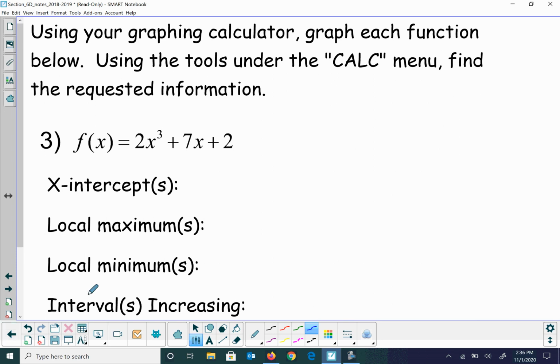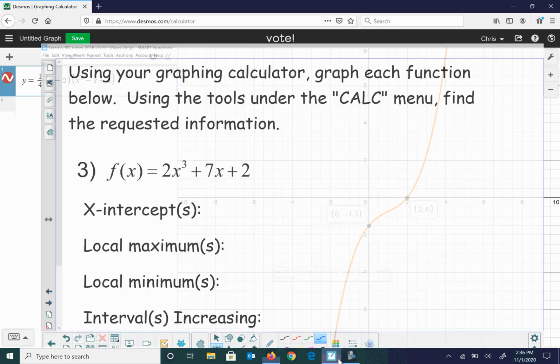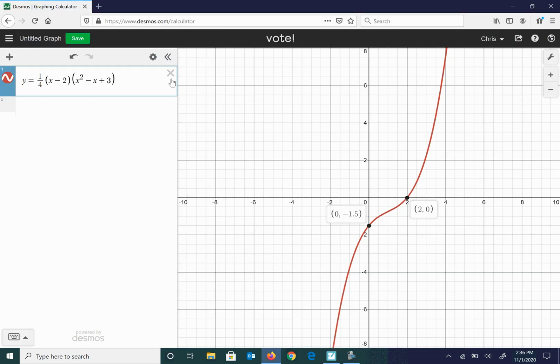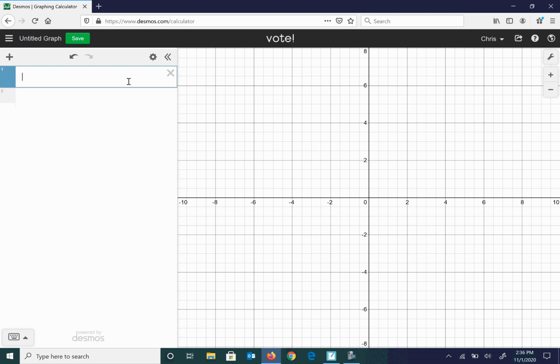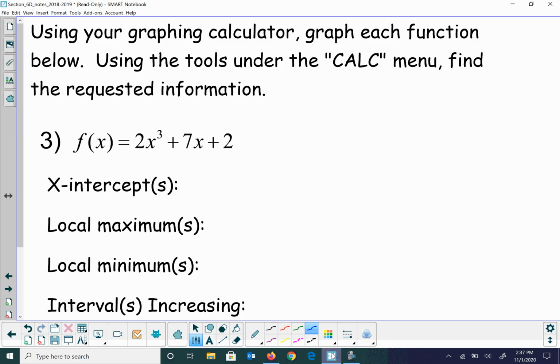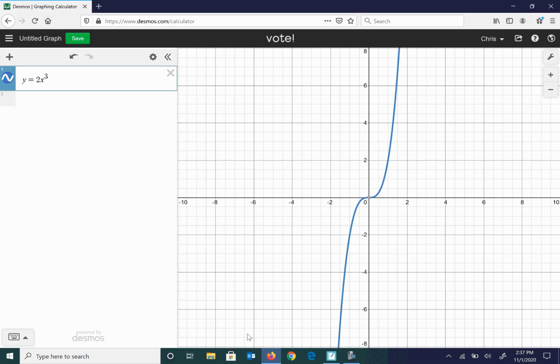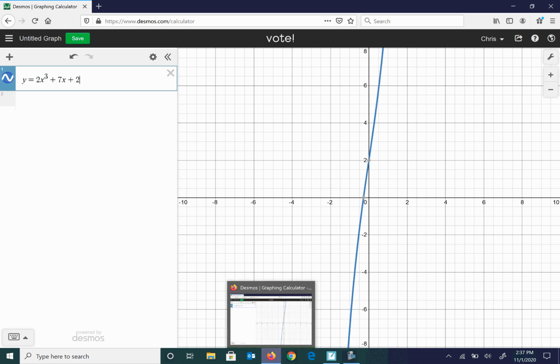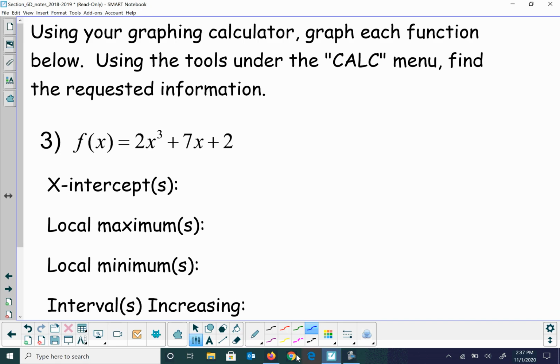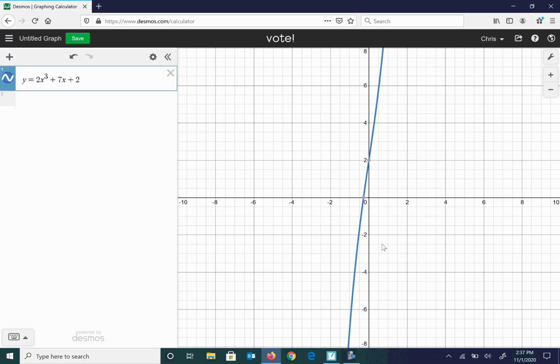So I'm going to go back to Desmos. 2x to the third. So y equals 2x raised to the third plus 7x plus 2. Did I have that in there right? I sure do. Okay, so looking at that, and I could zoom out.